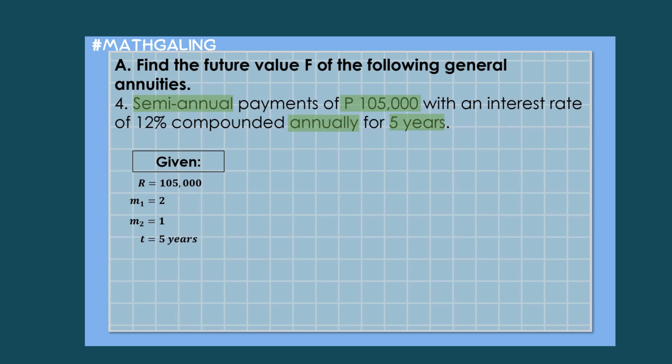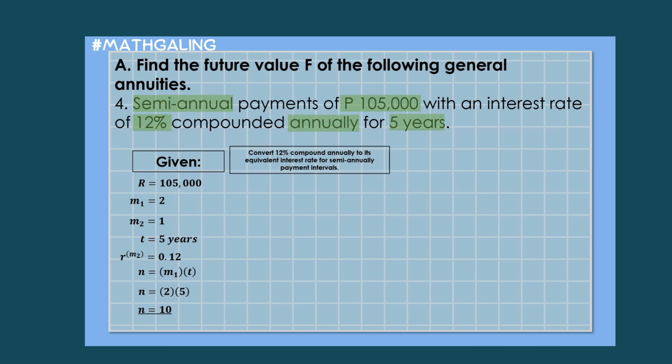The nominal rate is very easy to find, so it is 12%. Converted into decimal, it is now equal to 0.12. And the value of n using the formula M sub 1 times time. So let's substitute it. So it is now 2 times 5. 2 times 5 is equal to 10.